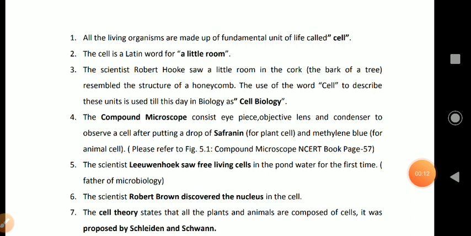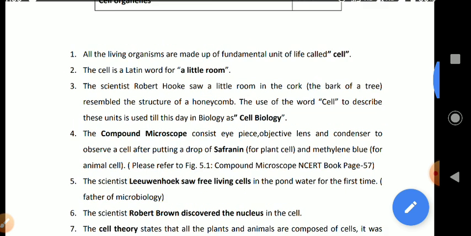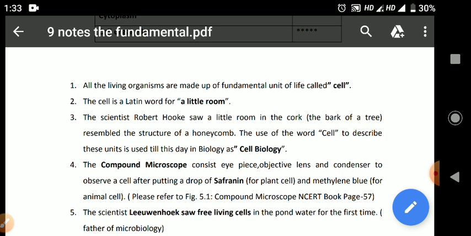We will start chapter number 5 of your NCERT book, The Fundamental Unit of Life. The fundamental unit of life is known as the cell. All the living organisms are made up of the fundamental unit of life called the cell.